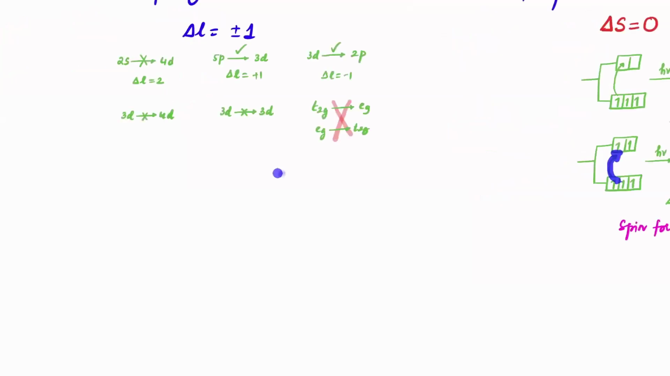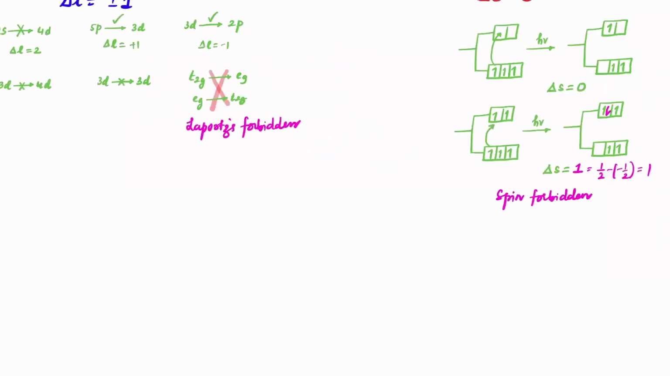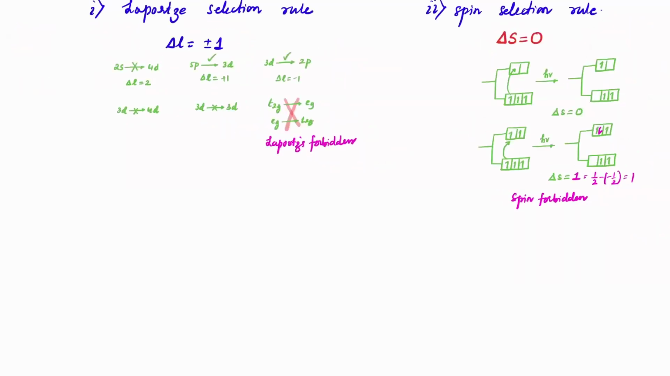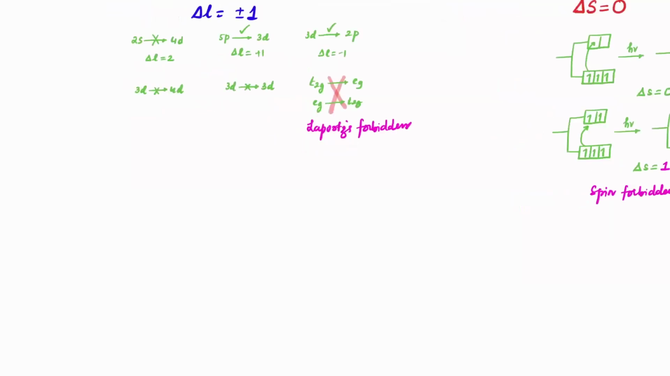And T2g to Eg are Laporte forbidden. So in cases where both the Laporte selection rule and the spin selection rule are forbidden, naturally those complexes will have very pale colors. Very pale colors. Let me show you with one example.